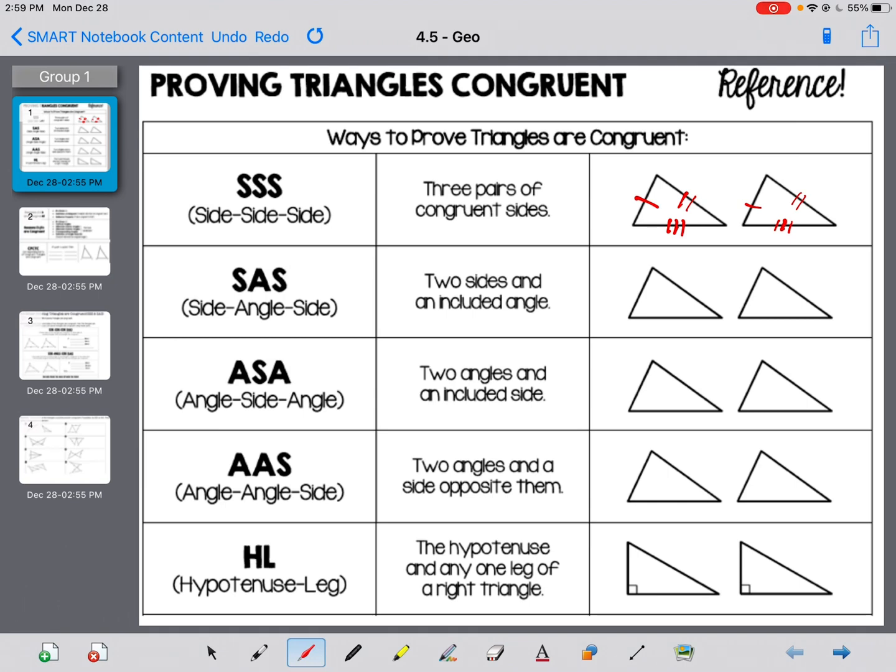If you have a side sandwiched around an angle and another side, so you can say like this side and that side, this angle and that angle, this side and that side. That's SAS. That's the side angle side, because you got a side, an angle, and a side. They have to be the matching pieces.